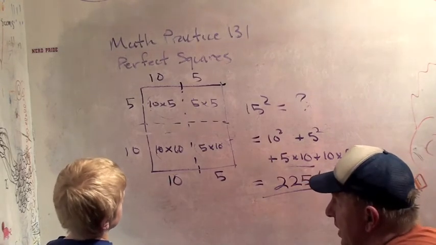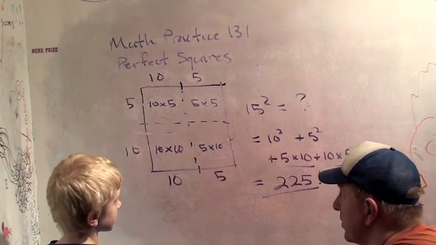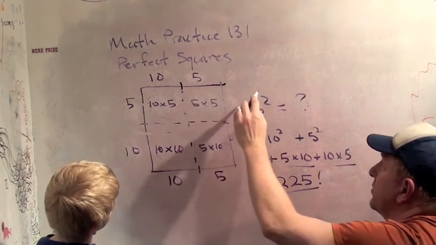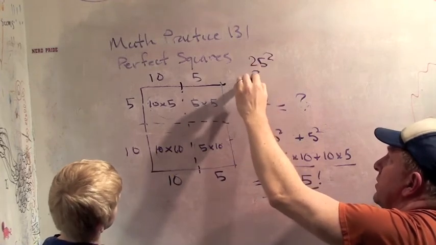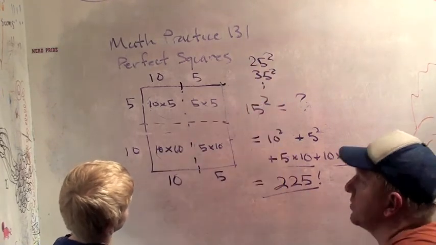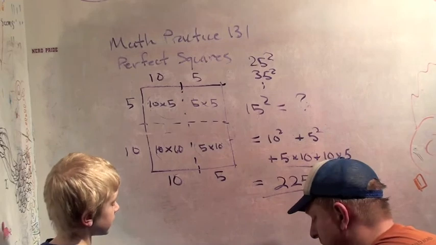And we could do this with just about any number. But it works well for 15 squared, and we're going to learn about 25 squared and 35 squared all the way down. Okay? Sound fun? Yeah. All right.